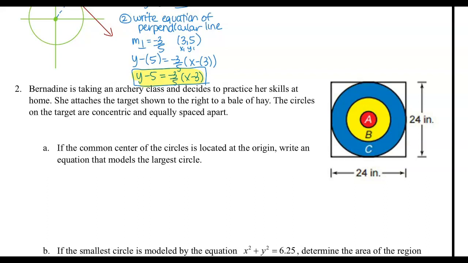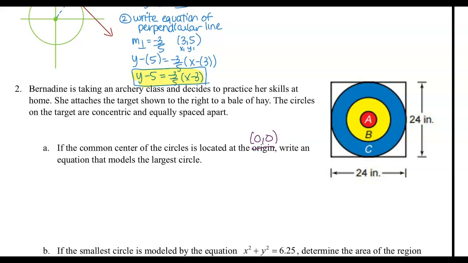Okay, so let's take a second and think about this. When it says the common center of your circles, the common center that they all have is circle A, because literally circle A is right in the middle. So what this is saying is that we need to assume that the center of that circle is going to be located at your origin, which is going to be the coordinate 0, 0. We need to write the equation of the largest circle, which is circle C, based on that information.